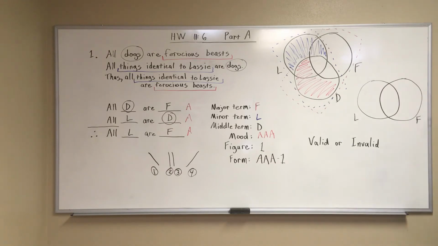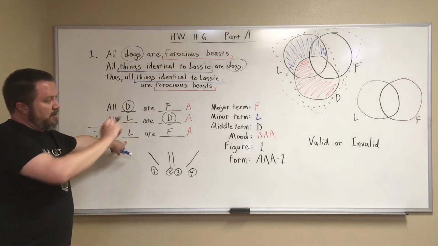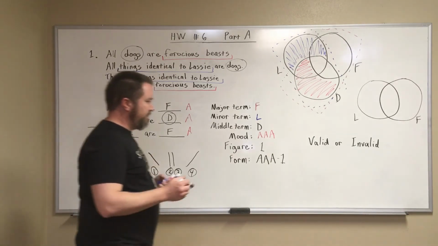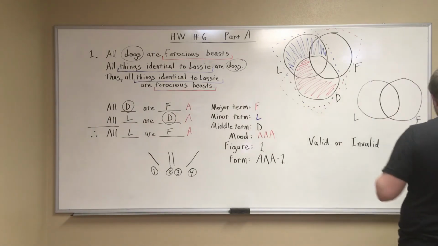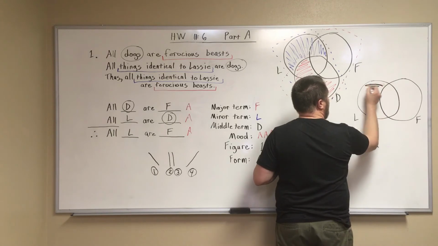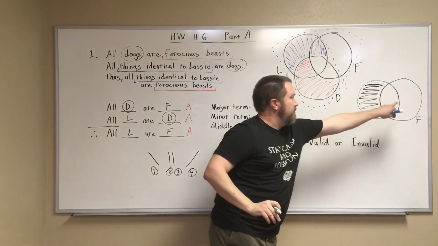All right, so let's look at the conclusion. For the conclusion, we're going to draw a separate 2-circle Venn diagram. All L are F. And same concept here. We're going to be crossing out all of the possibility of L that isn't part of F.